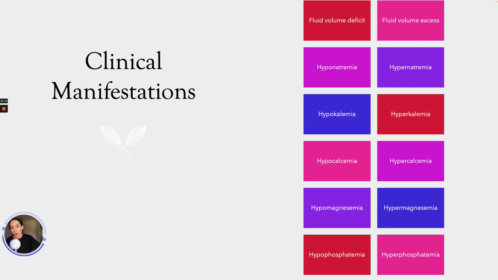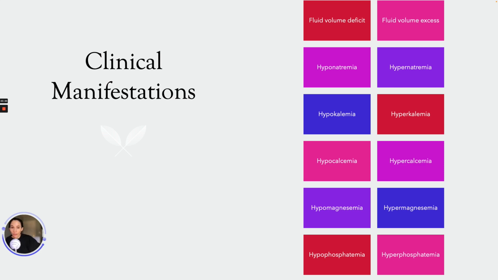Hypomagnesemia, so low magnesium. You will see neuromuscular irritability, positive Trousseau's and Chvostek sign, insomnia, mood changes, anorexia, vomiting, and increased deep tendon reflexes. Hypermagnesemia, so high magnesium. You will see flushing, hypotension, muscle weakness, drowsiness, hypoactive reflexes, depressed respirations, and diaphoresis.